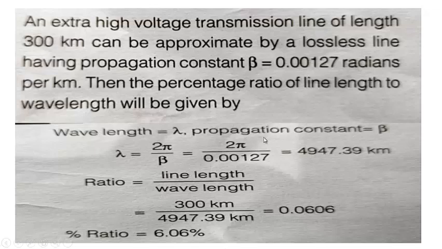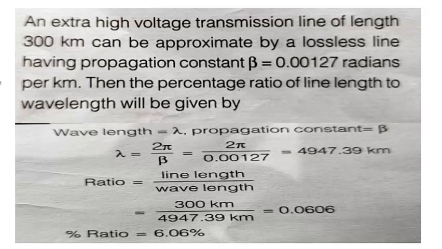Sometimes even if this beta is not given, as we know, for a 50 hertz line the value of lambda is usually 6,000 kilometers, and for 60 hertz it is 5,000. So if the frequency is directly given, then you can use that value to calculate the ratio of the line.